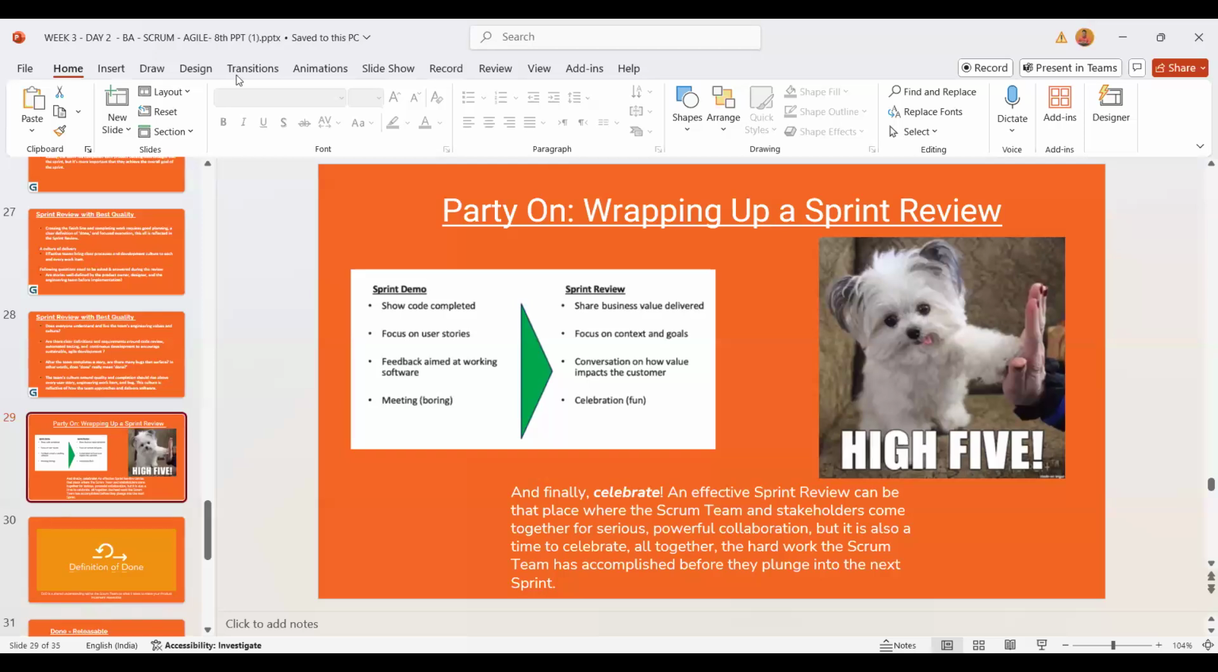First, you tell me, can you all see my screen in the shared condition? Yes. Okay. So here this indicates that it should not be just a boring meeting. The title itself says party on, wrapping up a sprint review and high five. So high five indicates a celebration. In fact, when you have done what you were expected to do and the client appreciates that, this is the time for a real high five.